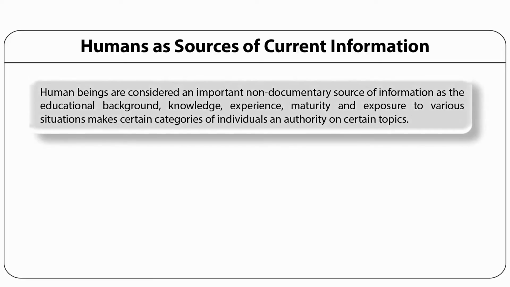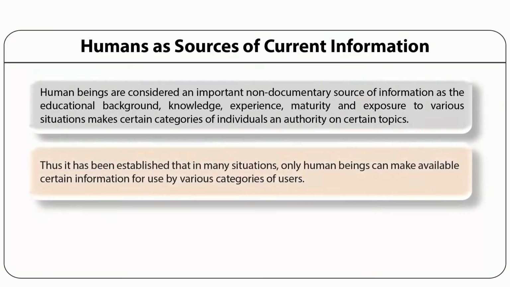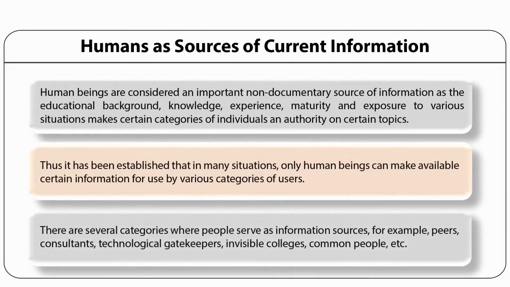Human beings are considered an important source of information, as the educational background, knowledge, experience, maturity, and exposure to various situations of people can make them authorities on certain topics. This is because in many established situations, only human beings can make available certain information for use by various categories of users. And there are several categories of people who serve as information sources, for example, peers, consultants, technological gatekeepers, invisible colleges, common people, etc.